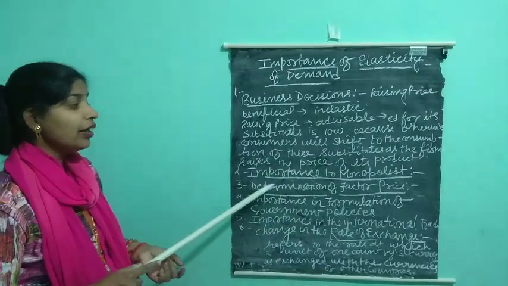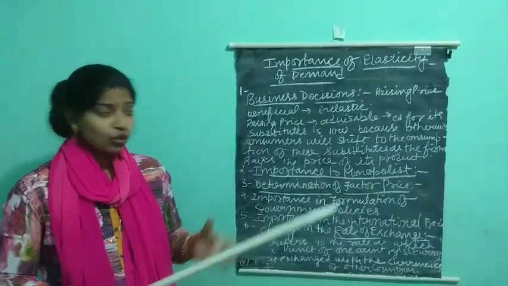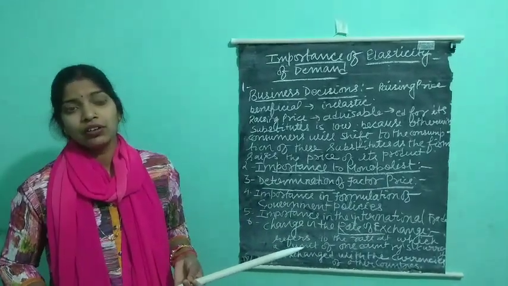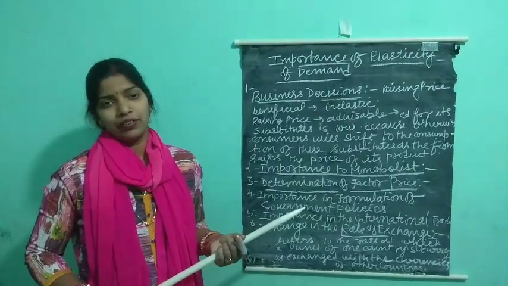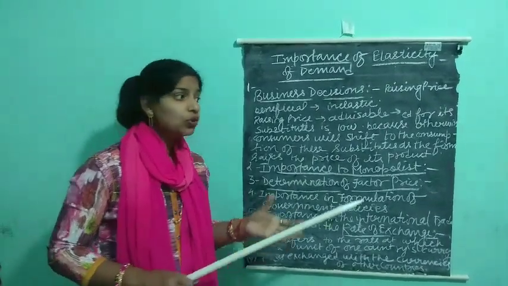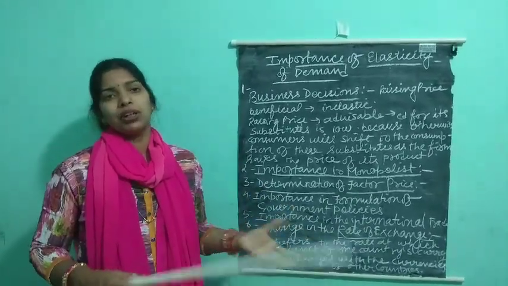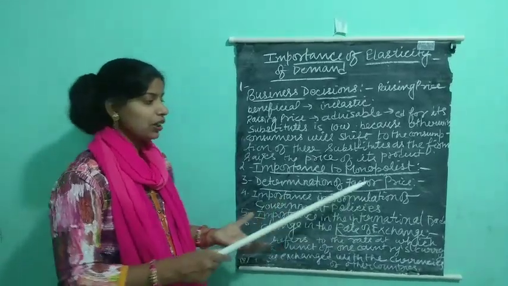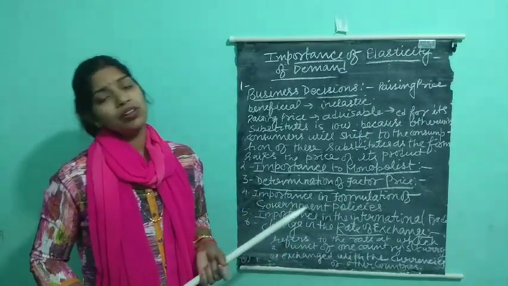Then the next heading, importance to monopolist. First of all, I will tell you the meaning of monopolist. A monopolist is a person who is a single seller in the market. And due to being the single seller in the market, he takes the benefit of price discrimination. He uses the policy of price discrimination. It means he imposes different prices on the consumers.